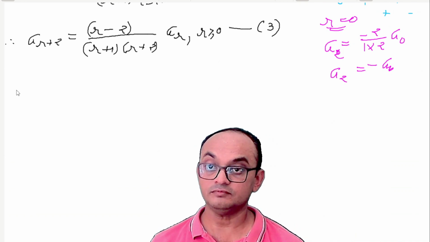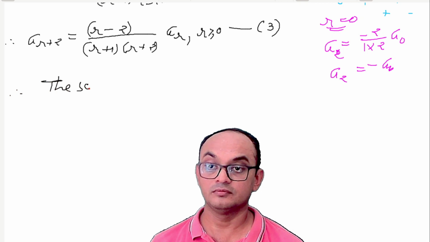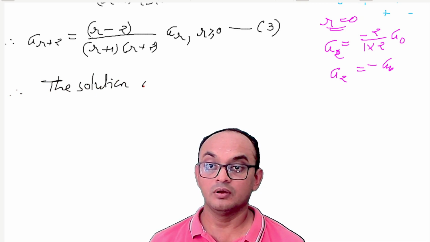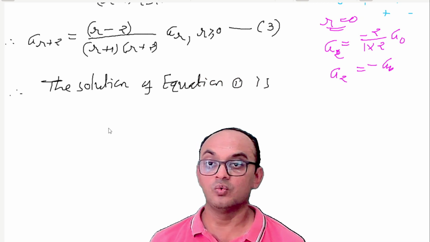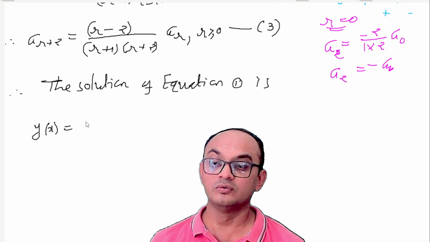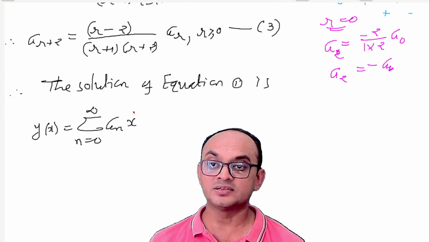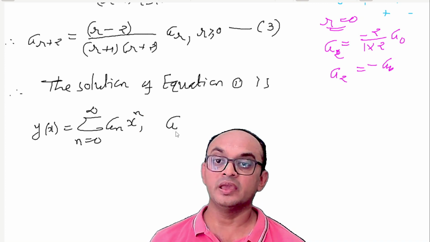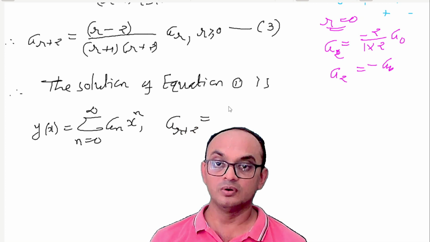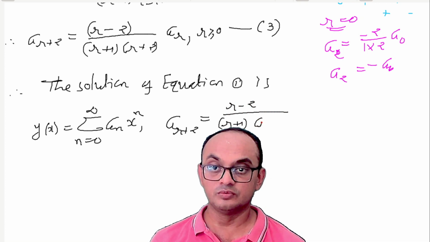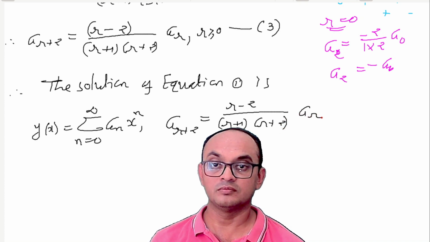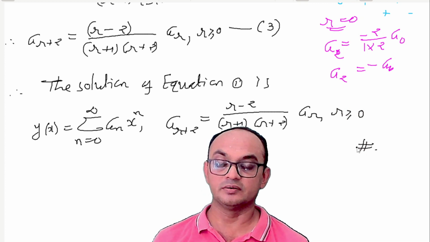And therefore the solution of equation 1 is yx is equal to summation n is equal to 0 to infinity an into x raised to n, where ar plus 2 is equal to r minus 2 upon r plus 1, r plus 2 into ar, where r greater than or equal to 0. This is the solution. Clear?